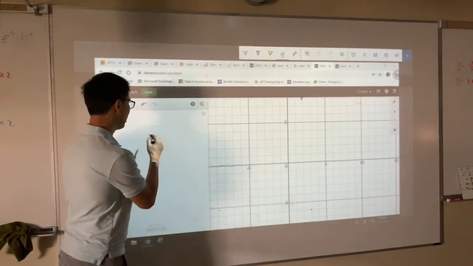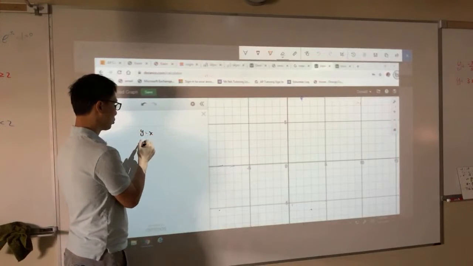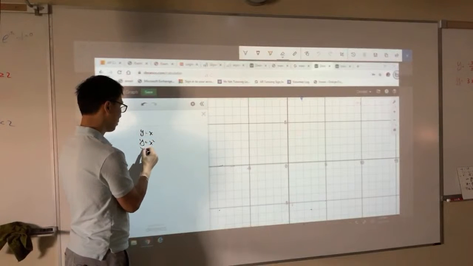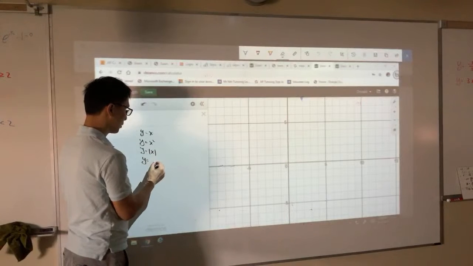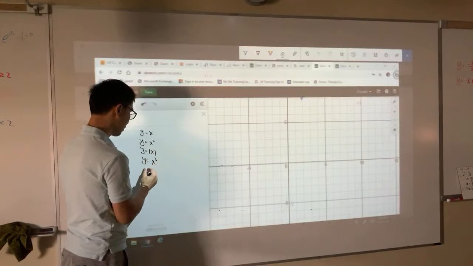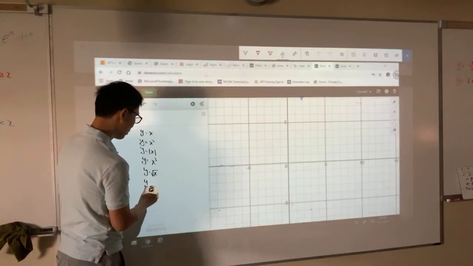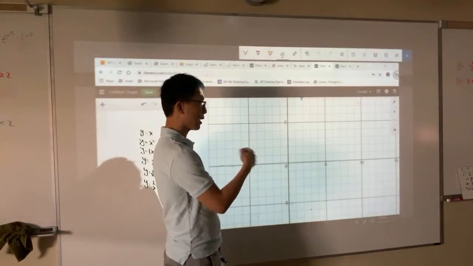Yesterday we talked about y equal to x, y equal to x squared, y equal to absolute value x, y equal to x to the third, y equal to square root x. That's the very common one. Then y equal to 1 over x, which is kind of at the end.